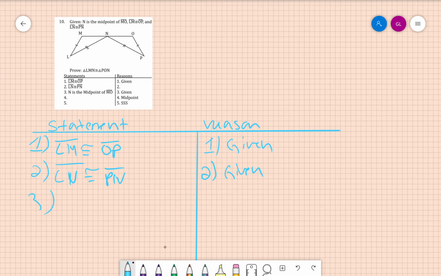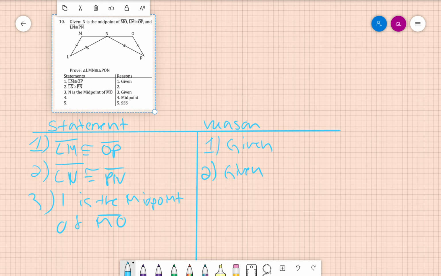Number three, N is the midpoint of segment MO. Like at the top, that was given to us also. Let me make this a little bit neater. It's N, not M. Oh, dang it. I just said what it was and wrote the wrong thing. Okay, N is the midpoint of MO.